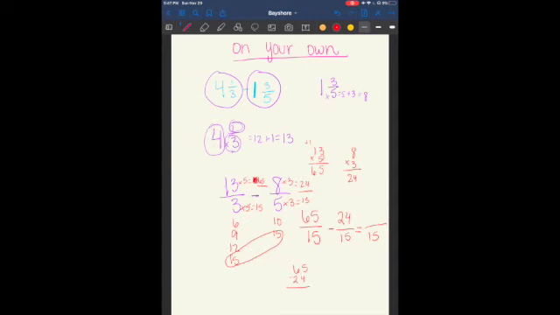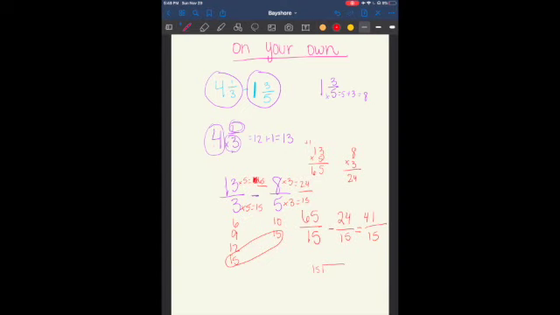5 minus 4 is 1. 6 minus 2 is 4. So I have 41 over 15. We know that this is an improper fraction. We wanted to go back to a mixed number.